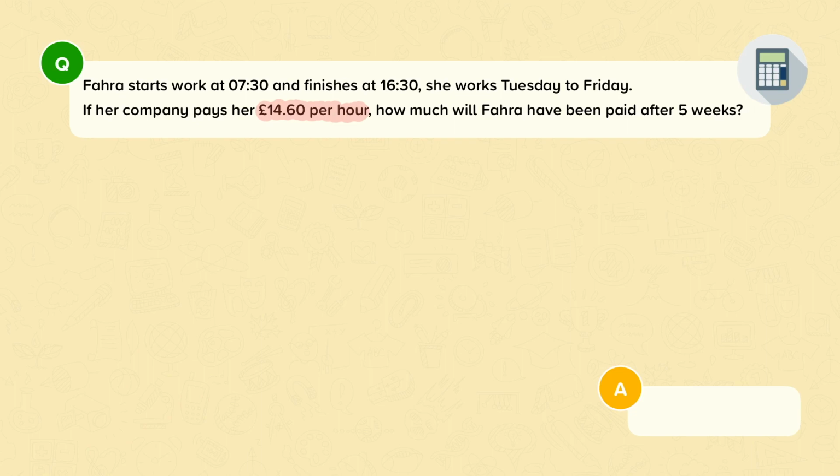We know the amount of money that Farah is paid. She gets £14.60 per hour. We need to work out how many hours that she works. She works from 7:30 until 4:30 in the afternoon. That's 9 hours of work each day. She works Tuesday to Friday, which means that she works 4 days per week. If she works 9 hours per day and 4 days in a week, we can calculate the amount of hours per week. 9 times 4 is 36 hours per week.